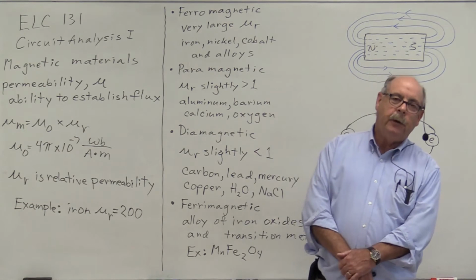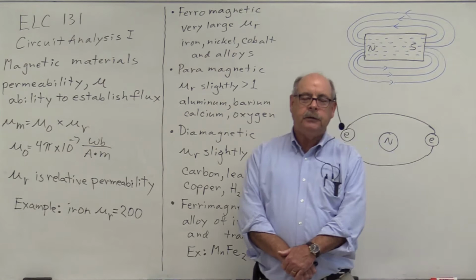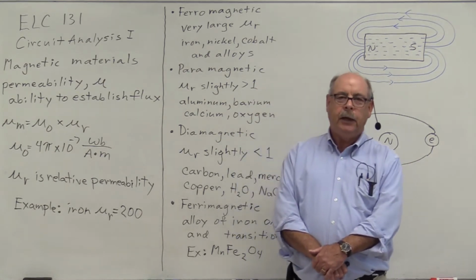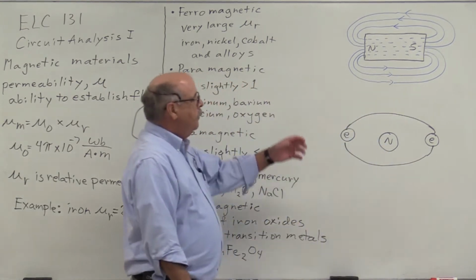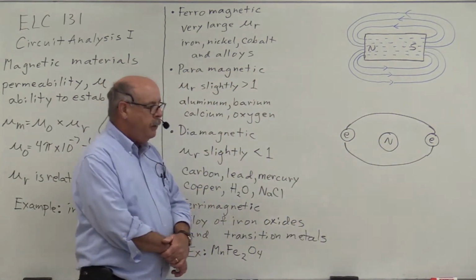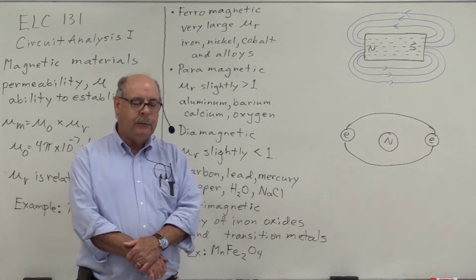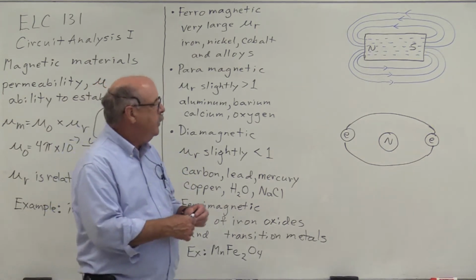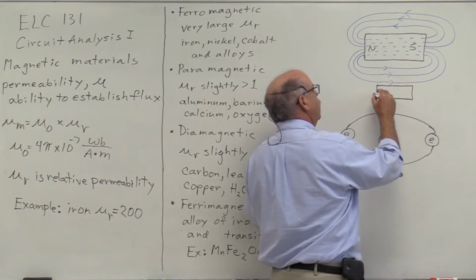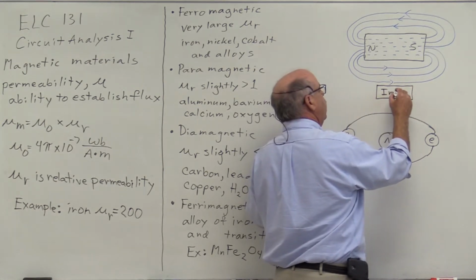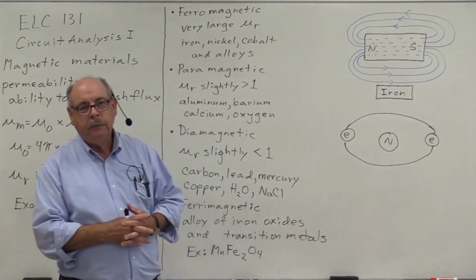So this is ELC 131, Circuit Analysis 1, and what we're going to talk about now is materials as they relate to magnetism. Now, we show a permanent magnet, and I again sketch the magnetic force that exists around this magnet. And I ask you, what happens when I place a piece of iron in proximity of this permanent magnet?